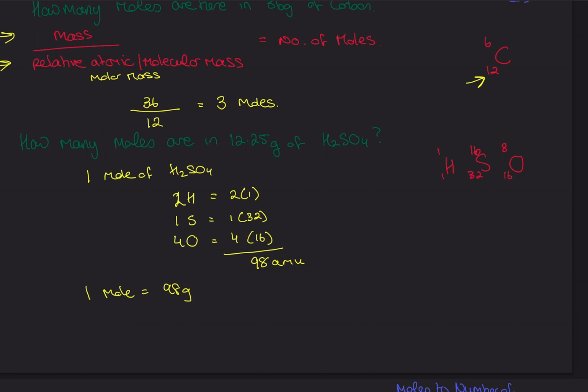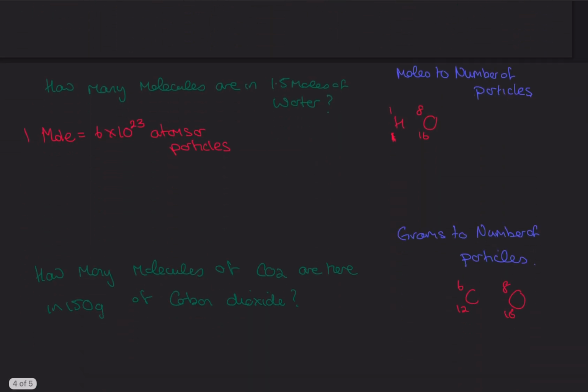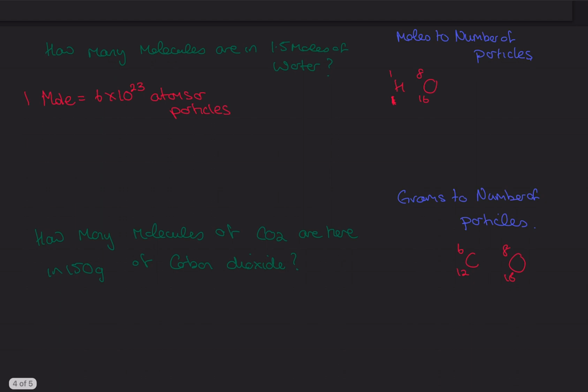So now let's use our formula. The actual mass that we have is 12.25, and 1 mole would be 98 grams. So we can see that we're going to get less than 1 mole. We will get 0.125 moles of H2SO4. Okay?